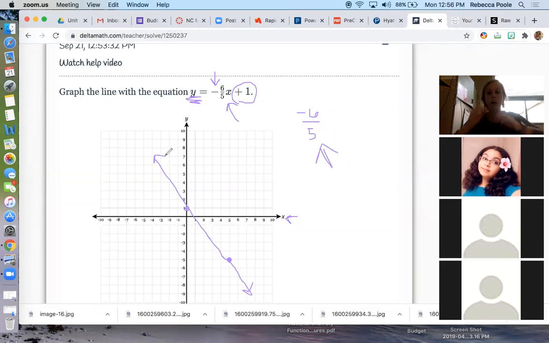That's pretty good. A lot of y'all on the quiz also went down 5 over 6. I can't give you credit for that. That's not correct. You have to go up or down first. That's the 6 because that's the rise. And then you can go left and right.